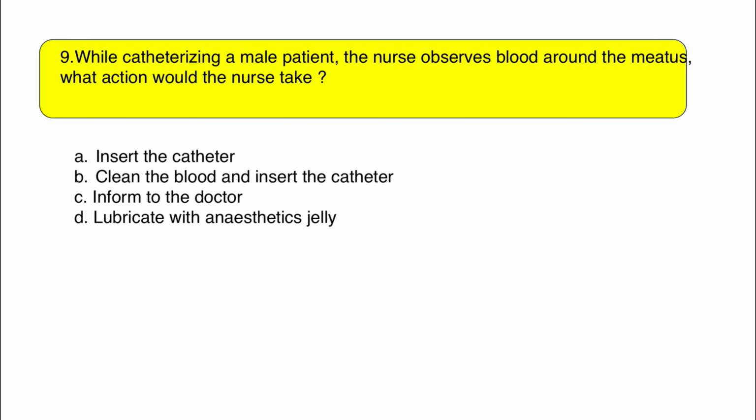Question number 9. While catheterizing a male patient, the nurse observes blood around the meatus. What action should the nurse take? Option A insert the catheter, option B clean the blood and insert the catheter. Option C inform the doctor. Option D lubricate with anesthetic jelly. The right answer is inform the doctor. Option C.